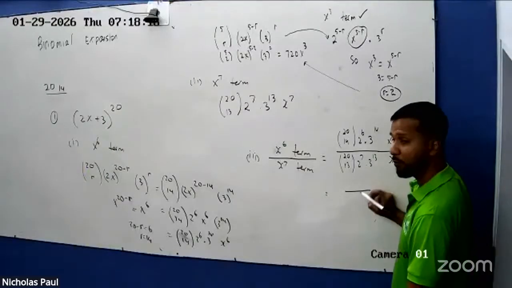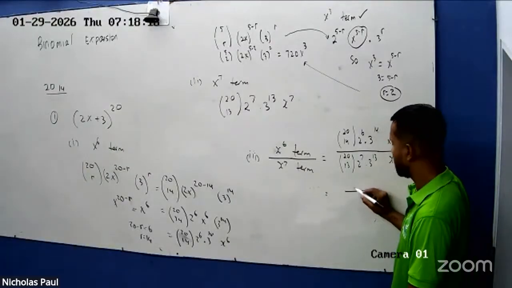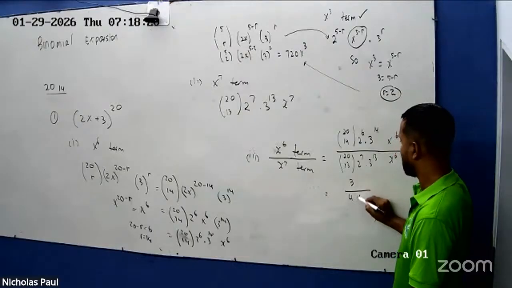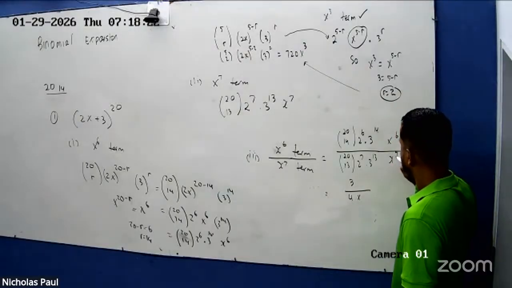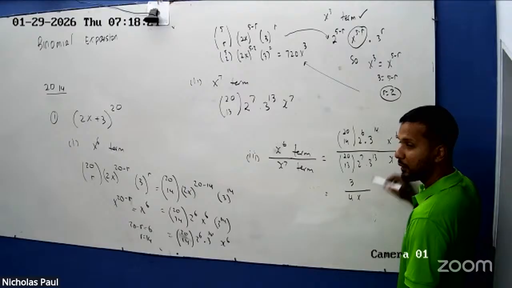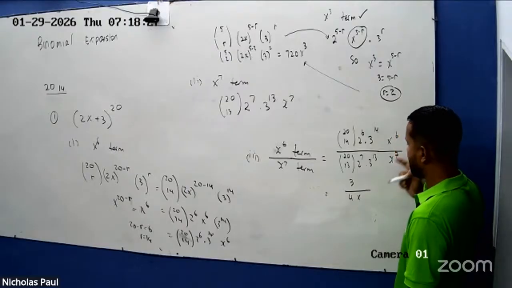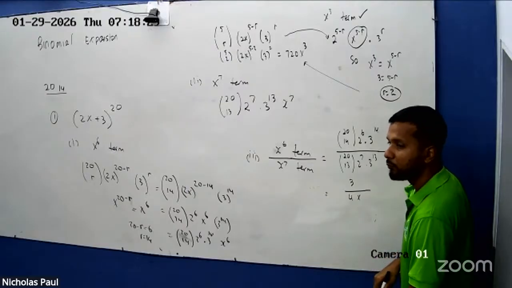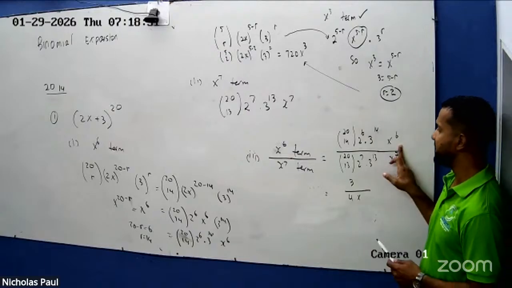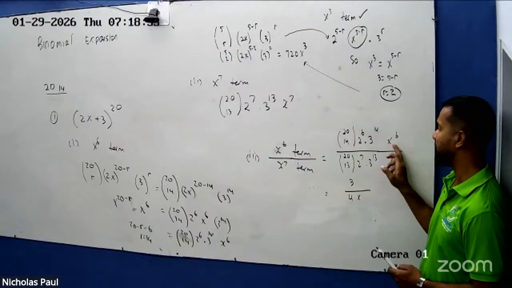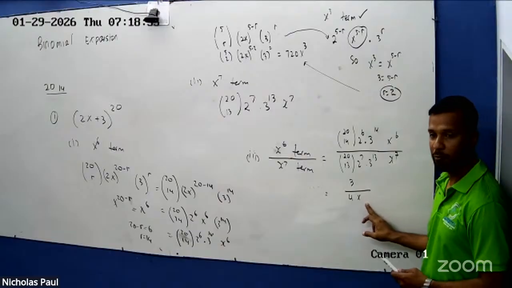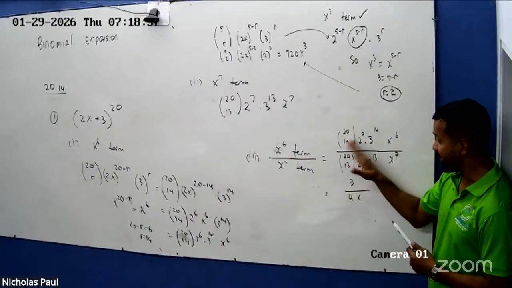Divide, come on, you've got 3 and 4. 3x and 4x, right? Don't forget the x. You can simplify it here. So this is the x6 term over the x7 term, and you end up with 3/4. Put it in just like how you have it here, right?